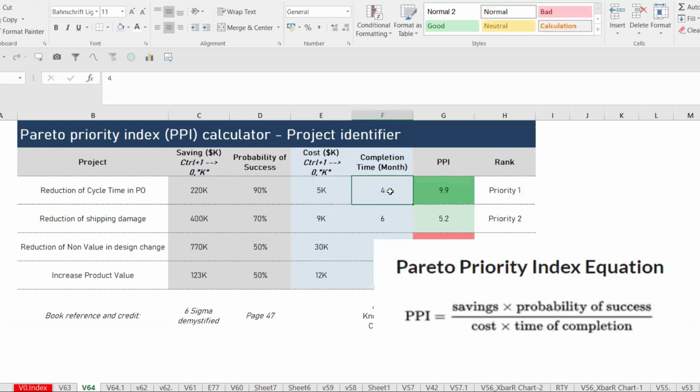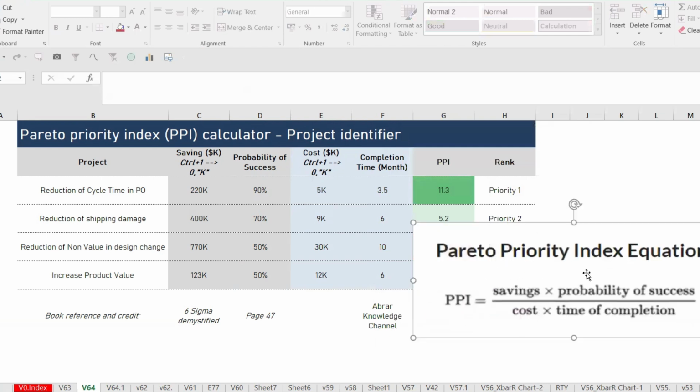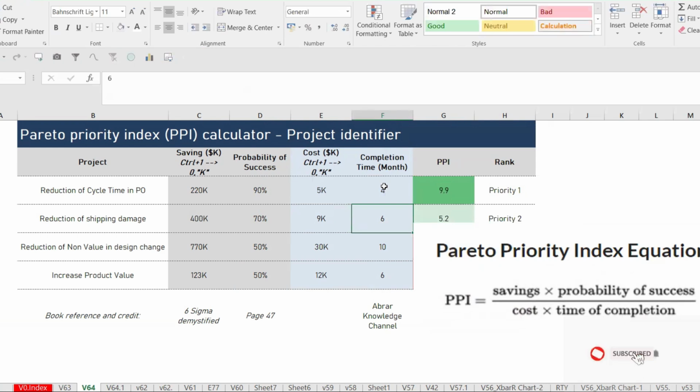For example, initially the value was 3.5, right? So what I did, I just increased it to 4, right? So automatically the PPI value 13 came down to 9.9, right? All you can do is always try to complete in less time. Let's say I'm just giving 3 months here, instead of the 3.5 months before. So a 3 month project, let's say we are trying to complete it, and this is the main important factor. So this one should always be higher because this is directly proportional.